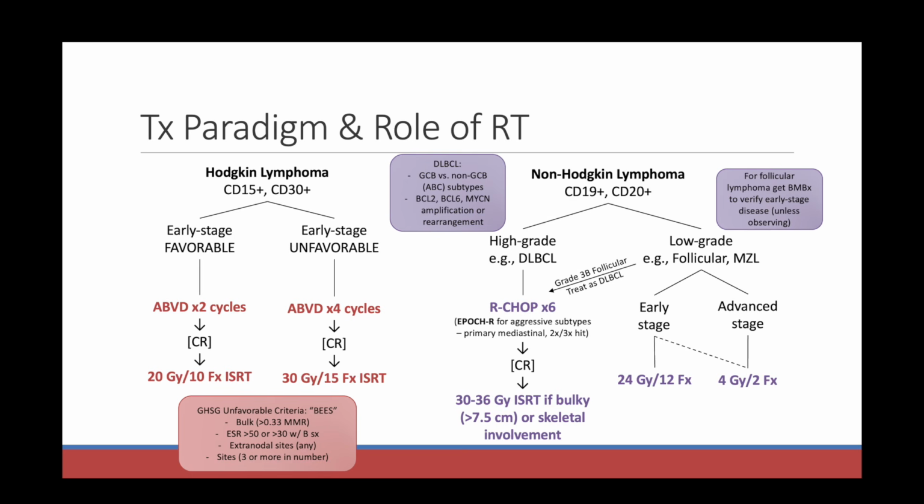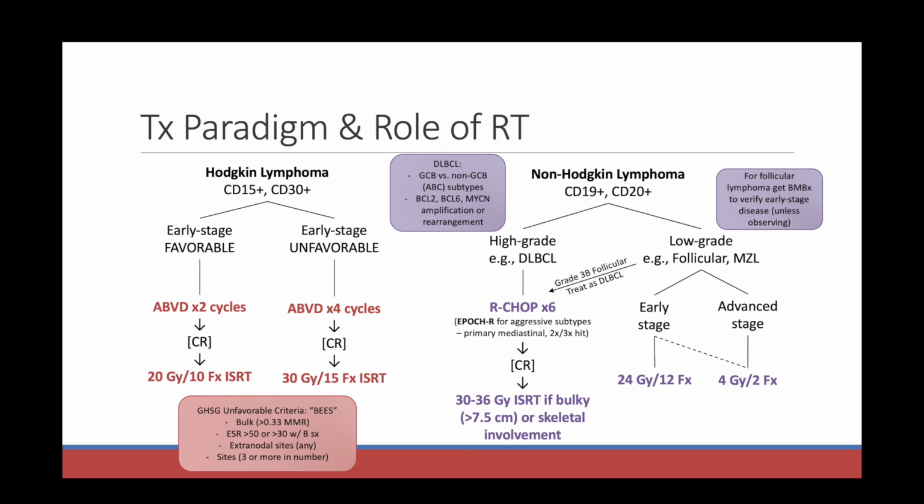Oftentimes, these patients will get CAR T-cell therapy, but you'll consider doing radiation, and radiation can be somewhere between 40 to 50 gray if you're still dealing with gross residual disease. Then we have low-grade lymphoma, such as follicular or marginal zone lymphomas. And remember, we talked about for follicular lymphoma that's early stage, you want to get a bone marrow biopsy just to make sure they don't already have disseminated disease, unless you are observing.